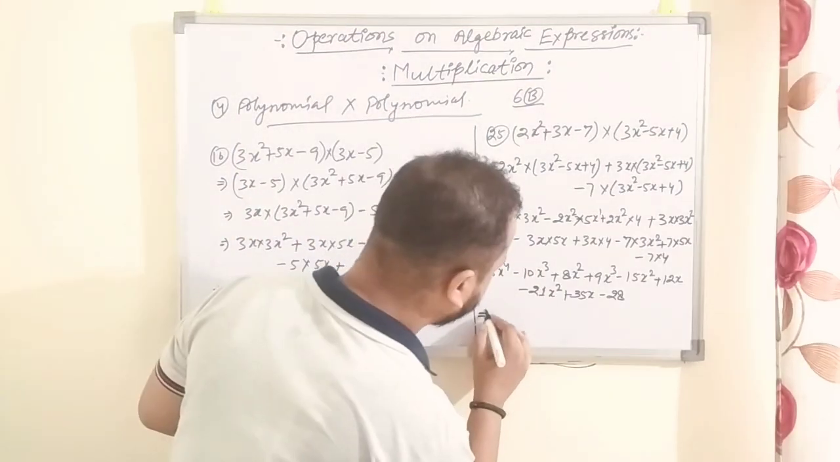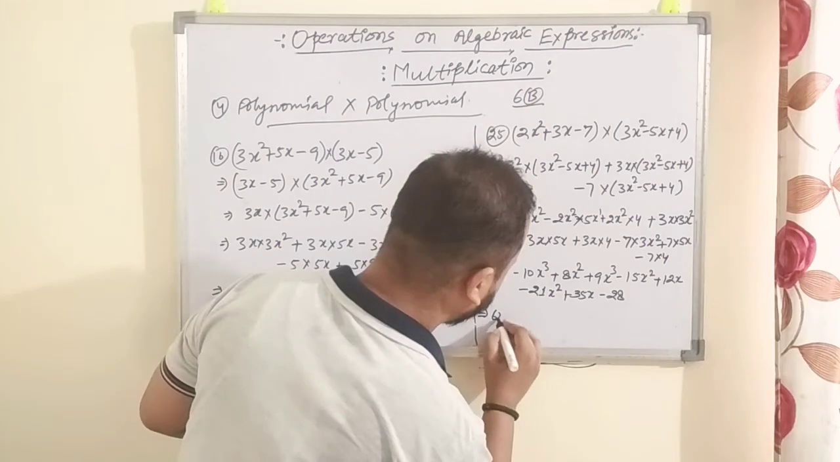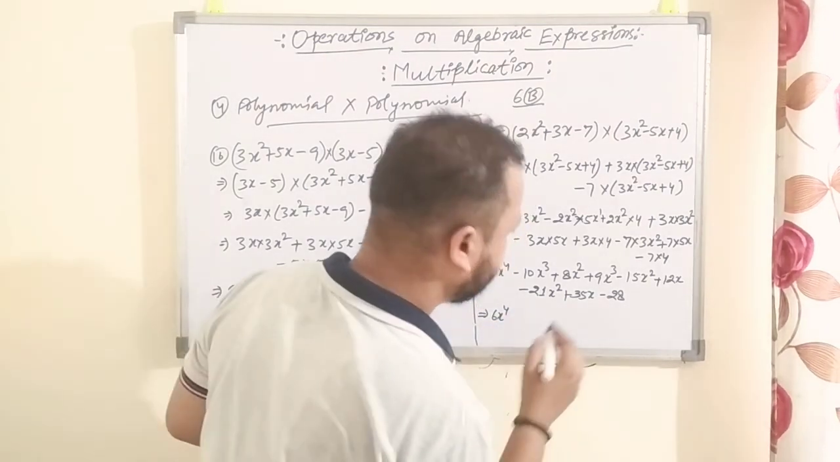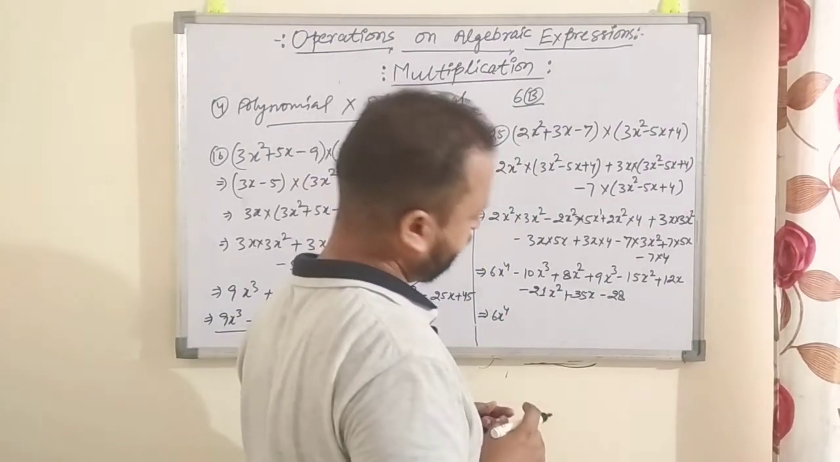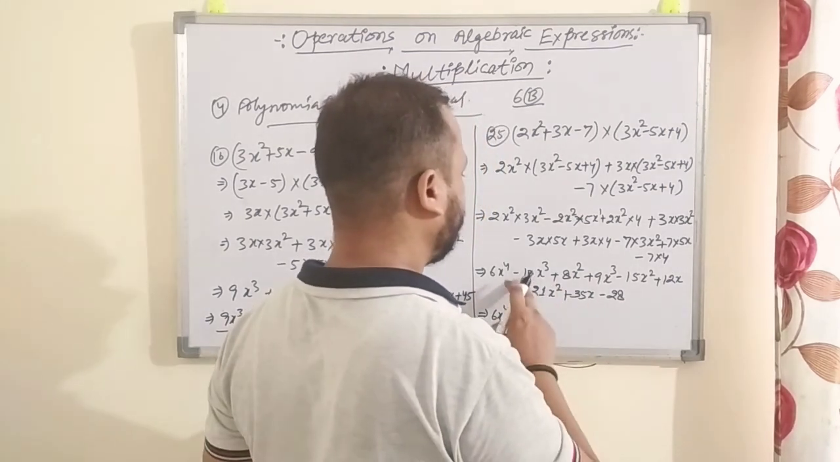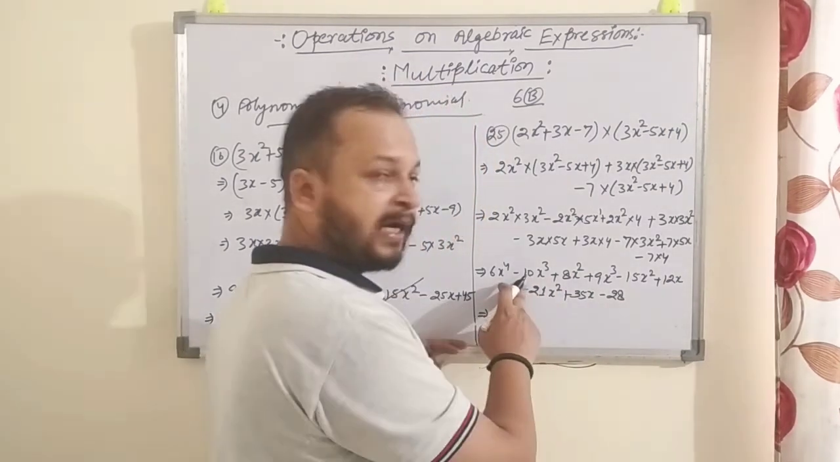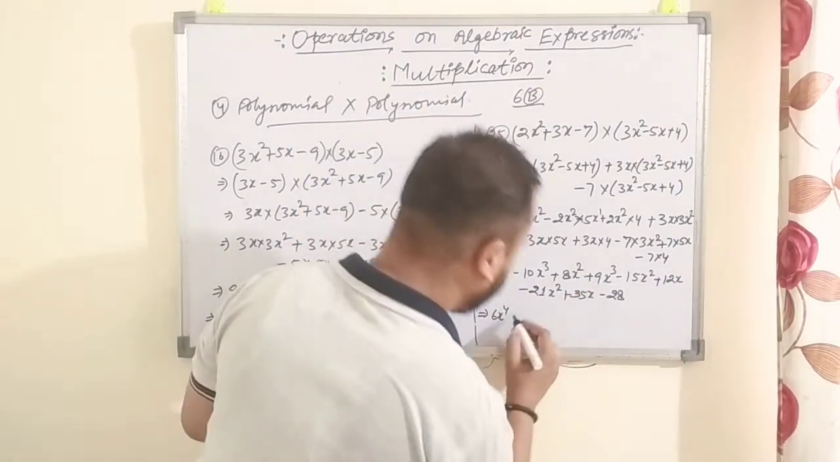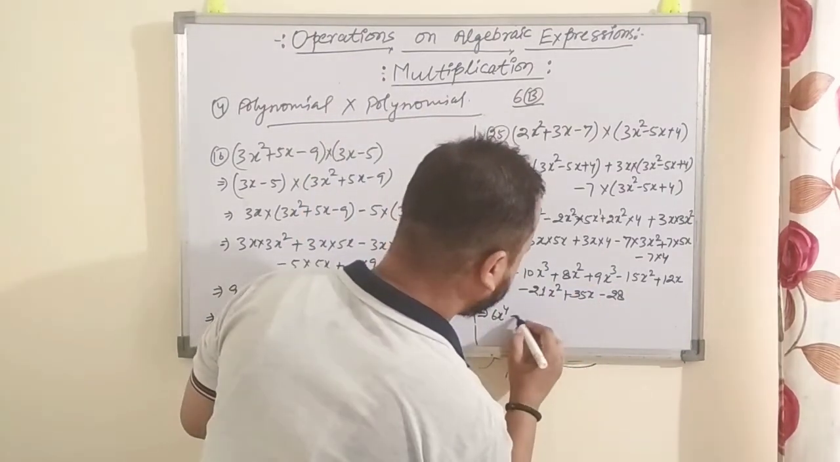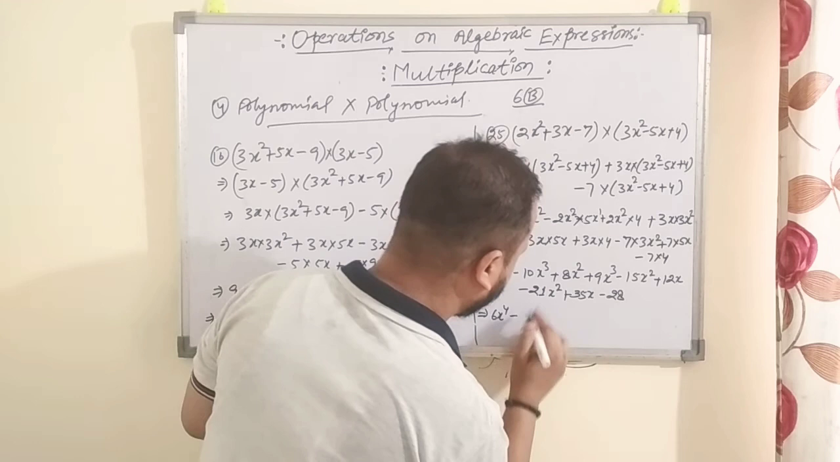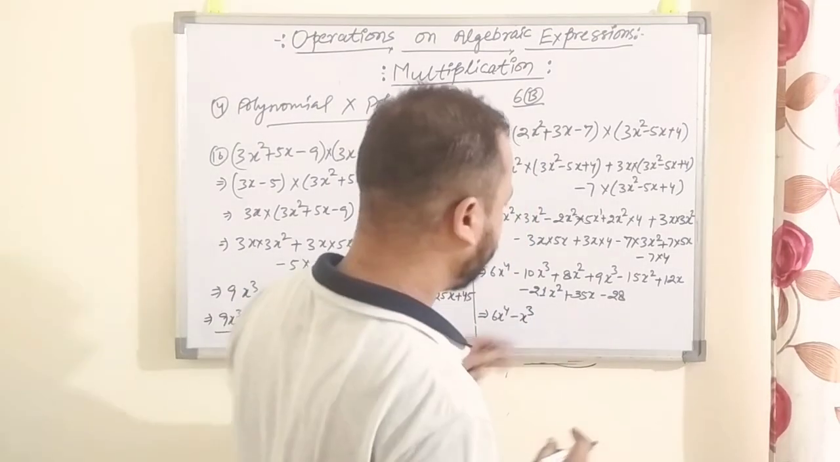So just to summarize, x power 4 is alone. Now come to x cube. There are two terms of x cube, one with a negative sign and one with a positive sign. Here the negative sign is greater, so x cube with minus sign.